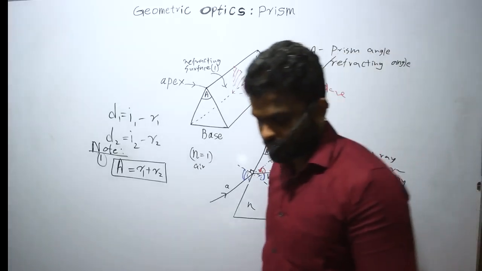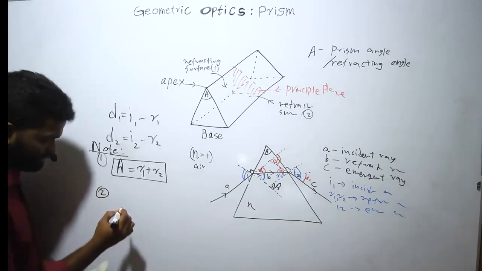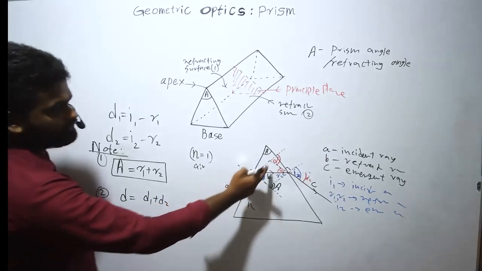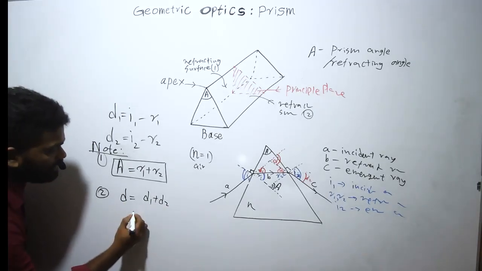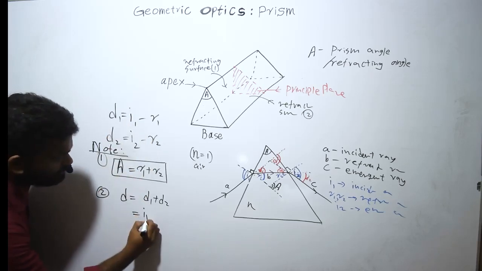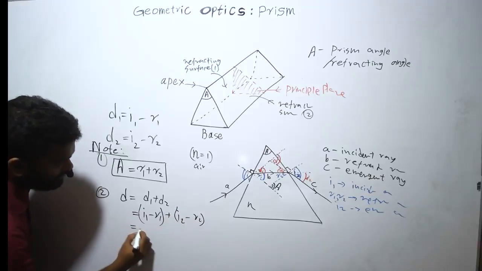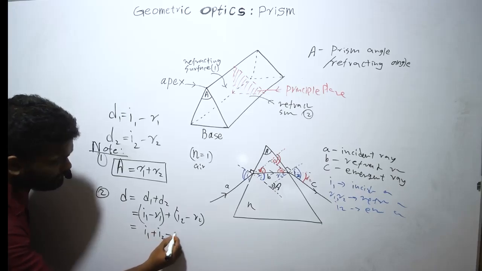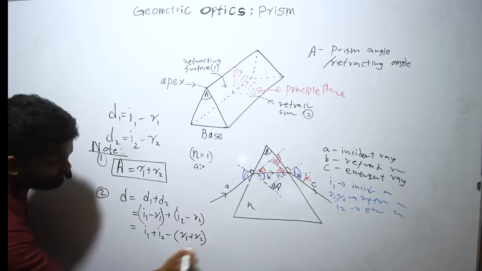Okay, so that is the first equation. Then the second one is simple D equals D1 plus D2. But further I can derive this. D1 is I1 minus R1. D2 is I2 minus R2. Then I'm going to take I1 plus I2, then put a minus sign, and you can get R1 plus R2. Right?